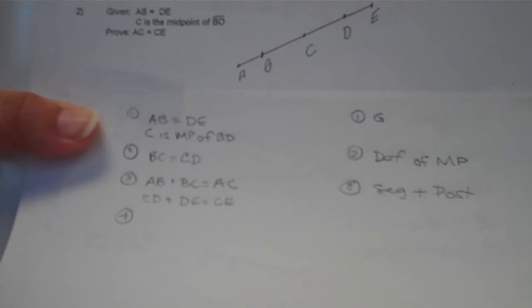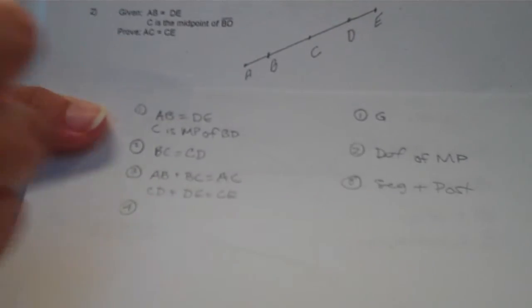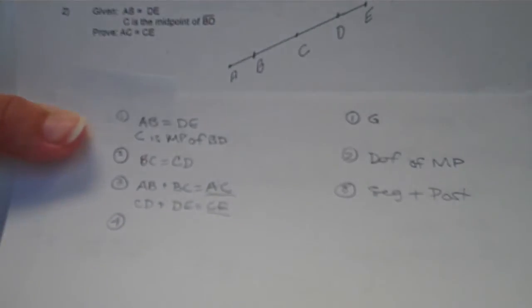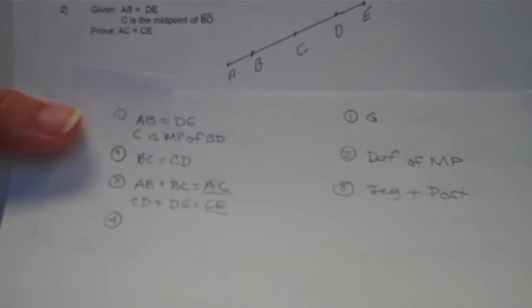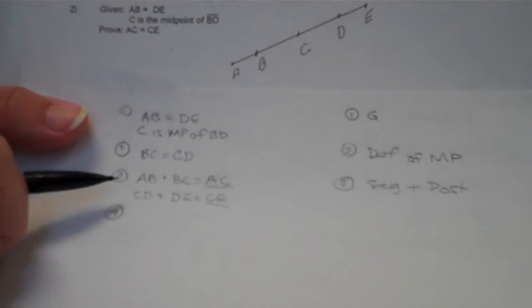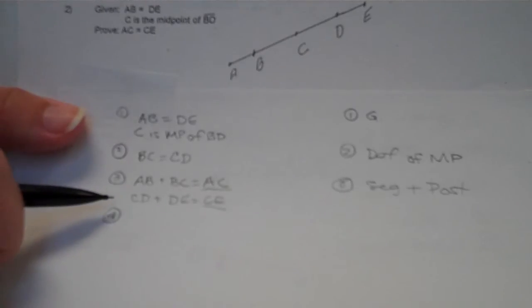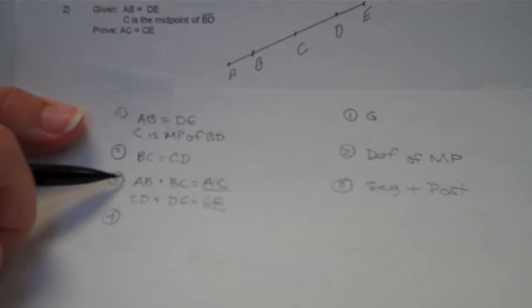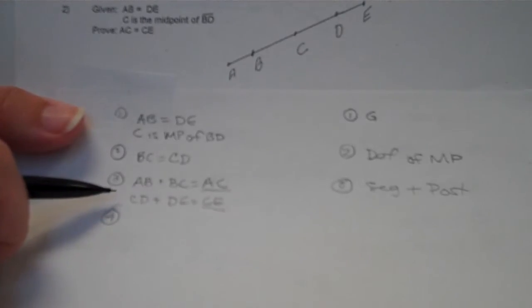Alright, now the goal is to get AC to equal CE. So I'm going to underline them in step 3. And the only way you can set those equal to each other is if AB plus BC equals CD plus DE first. And because they don't, you have to try and make them equal each other.